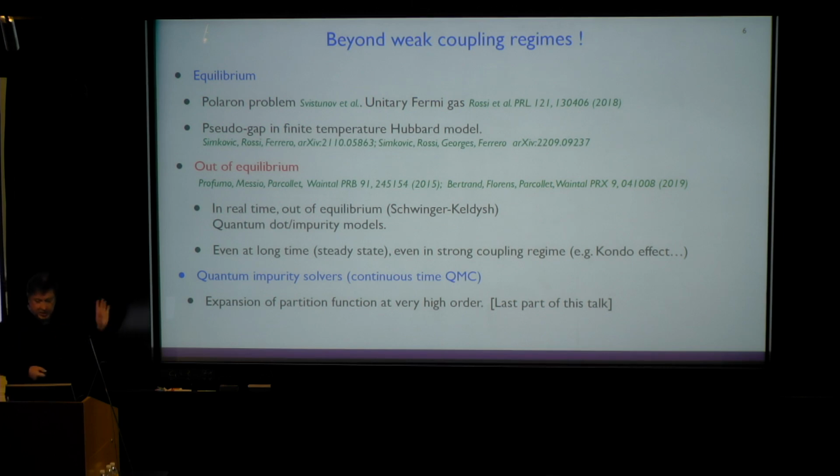The last part, and I will come back to it at the end of the talk, is that in the quantum embedding techniques, we use these quantum impurity solvers a lot, and the standard algorithm to do that is the continuous time quantum Monte Carlo algorithm. And these algorithms, in fact, also perform a very high order expansion of the partition function. So the next question will be, can we replace these also by tensor networks, and at which cost? So that's a bit of motivation.